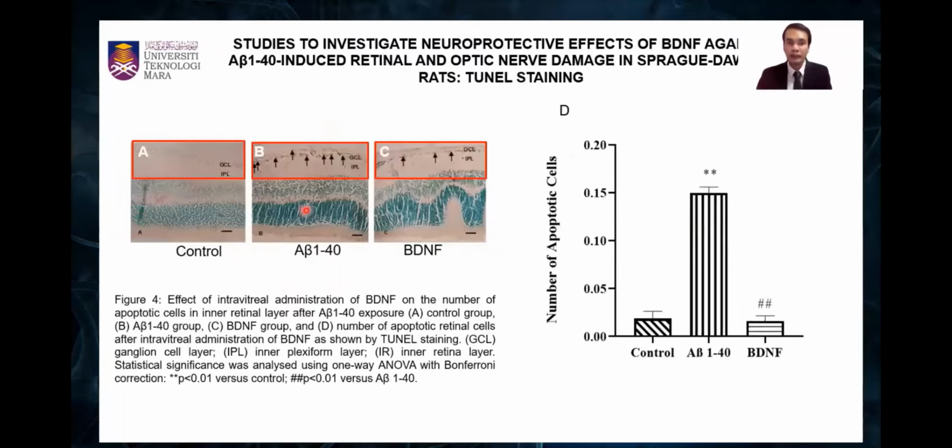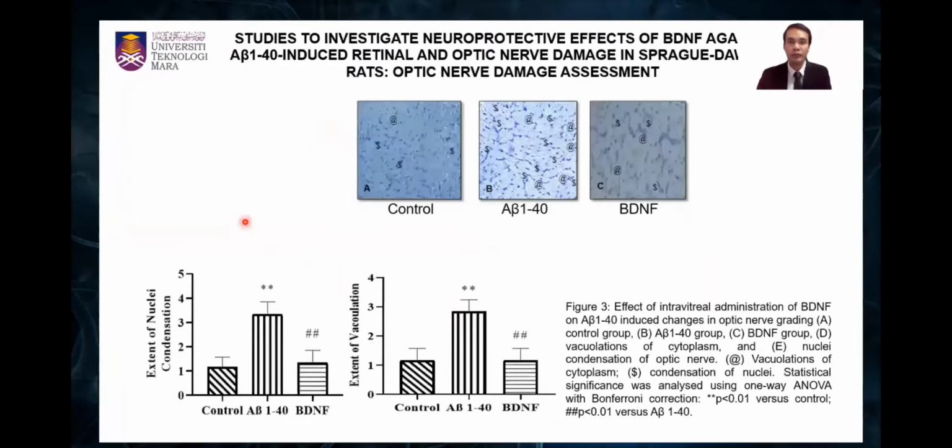The apoptotic signal using TUNEL staining also showed a similar result, where the A-beta group expressed a higher number of apoptotic signals as compared to BDNF and control. Next, we move into optic nerve damage assessment, where we found that in the A-beta group, the number of nuclei condensation and vacuolation were significantly higher as compared to BDNF and control.